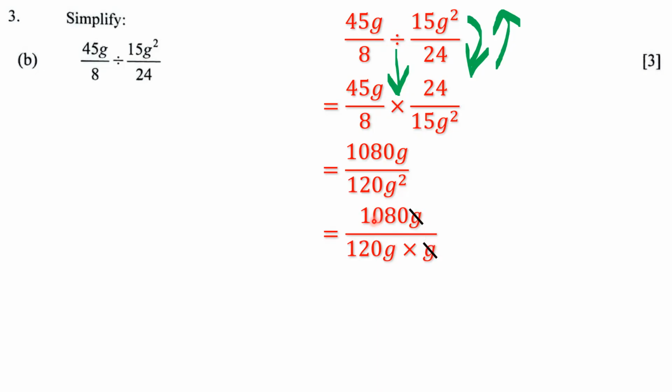And then in order to deal with the numbers, we can divide both top and bottom by 120. So divide the top by 120, divide the bottom by 120. And so we get 9 divided by 1, because 120 divided by 120 is 1, and 1080 divided by 120 is 9. And so we have 9 divided by 1 times g. There's only one g left, because the other g is already canceled out. So we have 9 over g, and that's our answer. Okay, let's move on to the next question.